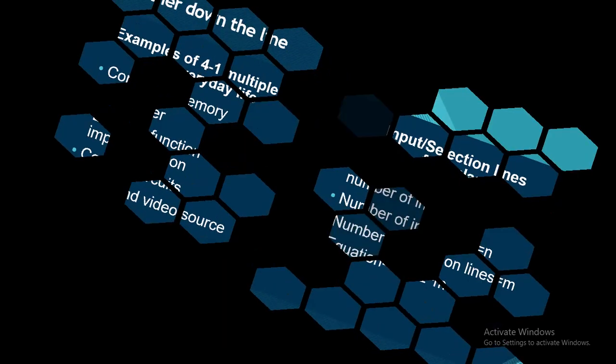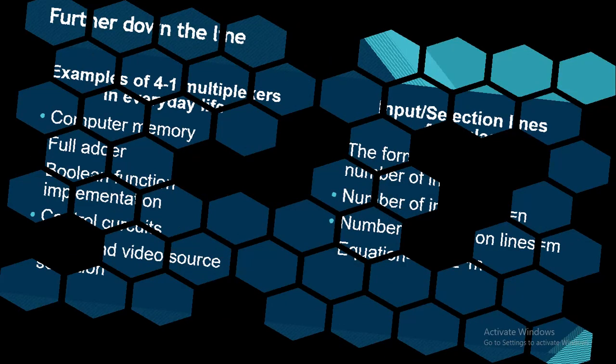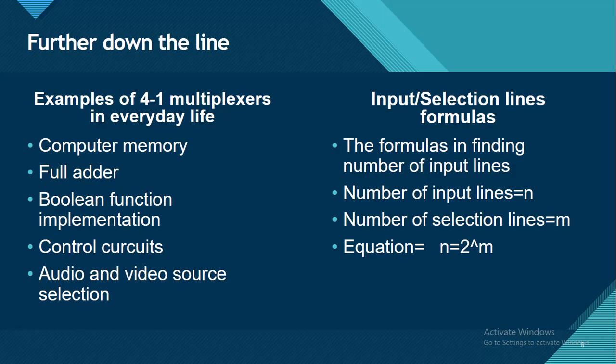Want to know where multiplexers are mostly used? We find that multiplexers are mostly used in computer memory, especially the 4 to 1 multiplexer, as well as in a full adder, Boolean function implementation, which is what we just checked out, and it is also used in control circuits and audio and video source selection.